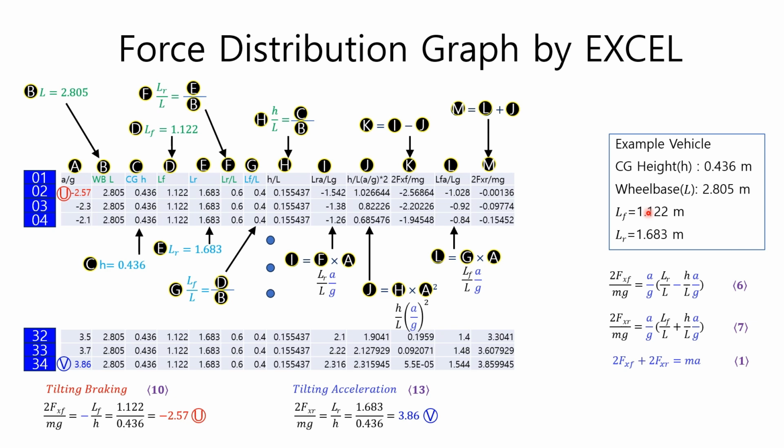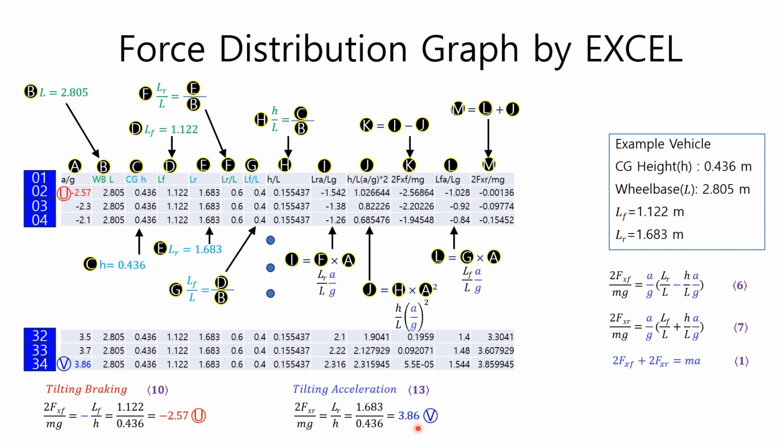By substituting the distance LF from the center of gravity to the front axle and the height h of the center of gravity into the above equation 10 to obtain the tilting braking, we can calculate the value of -2.57, represented by U. Next, by substituting the distance LR from the center of gravity to the rear axle and the height h of the center of gravity into the above equation 13 to obtain the tilting acceleration, we can calculate the value of 3.86, represented by VE.